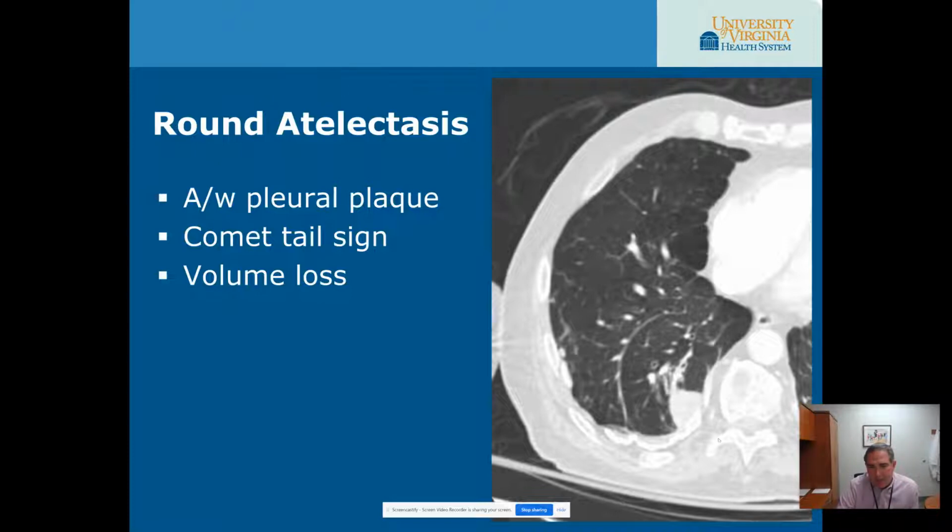This is a common board style case where they'll show you a calcified pleural plaque and this swirling atelectasis, or round atelectasis, with a comet tail descriptor and volume loss. You should walk away from this as rounded atelectasis. Don't recommend a PET CT. Don't recommend biopsy. You can just walk away from this if it has this classic appearance with the comet tail swirling sign and is commonly associated with calcified pleural plaque.